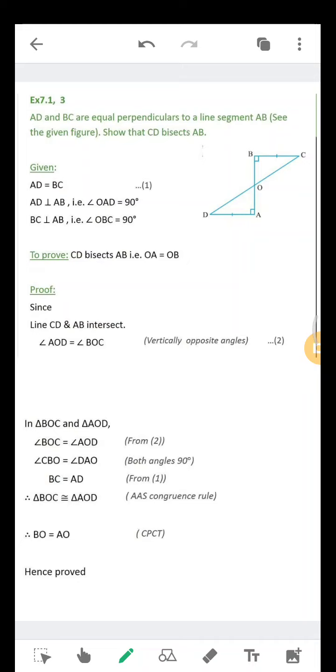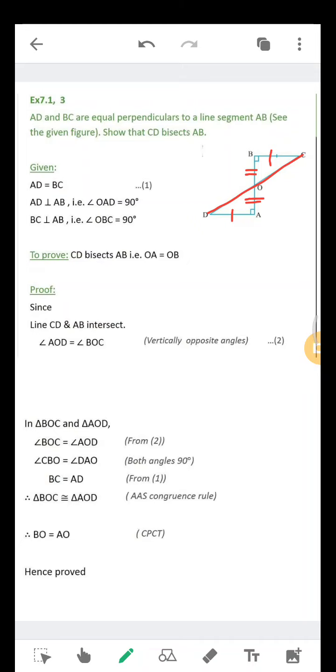Now in the third question, it's given AD and BC are equal perpendiculars to a line segment AB. You can see the figure, AD and BC are equal perpendiculars to a line AB, and we have to show that CD bisects AB. We have to prove that CD, this line, bisects AB. Bisects means it divides AB into two equal parts.